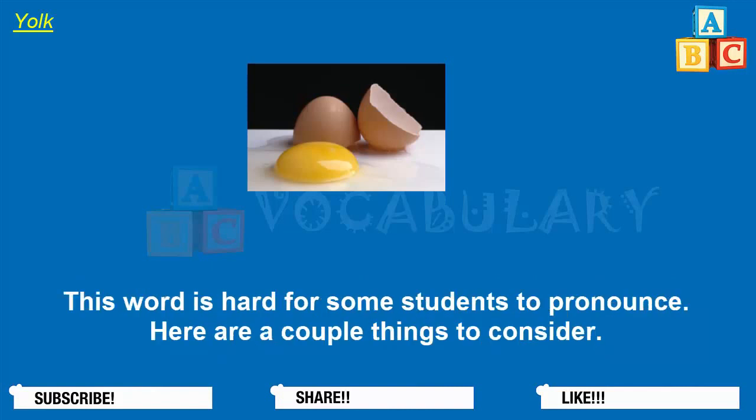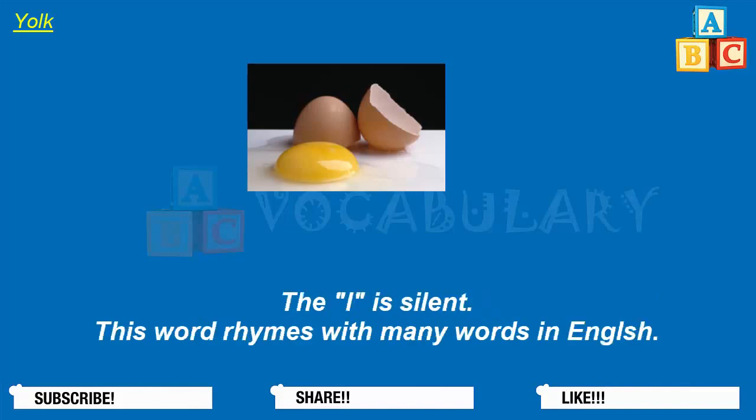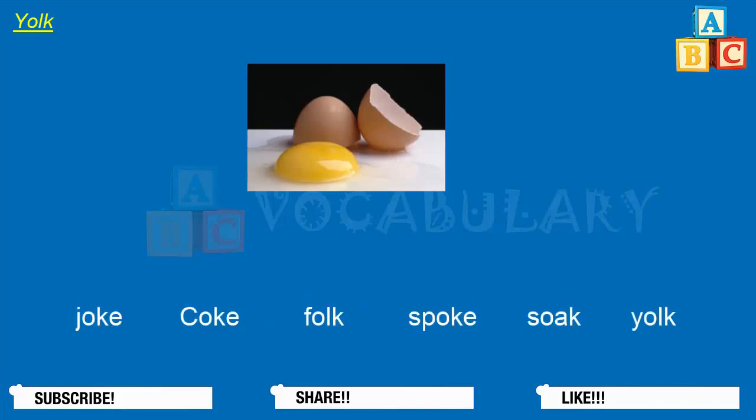This word is hard for some students to pronounce. Here are a couple things to consider. The L is silent. This word rhymes with many words in English. Joke, coke, folk, spoke, soak. Yolk, yolk.